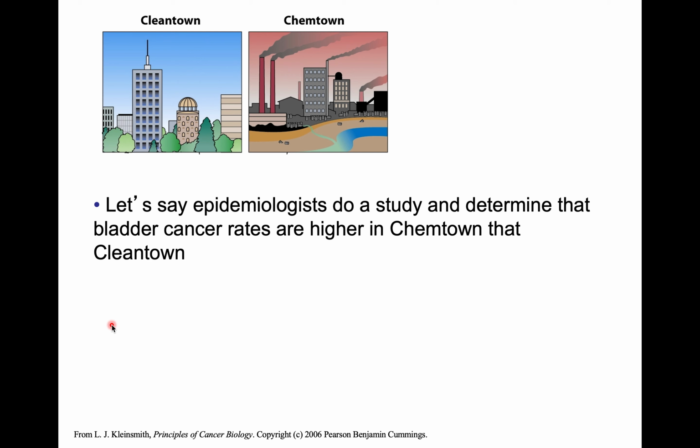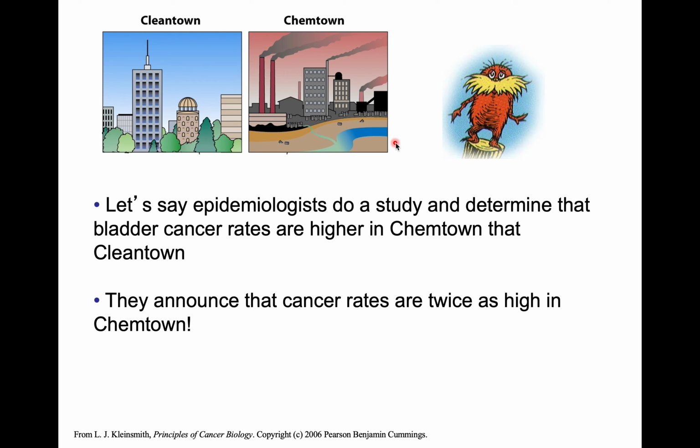So, in terms of cancer, let's say epidemiologists are trying to do a study and they want to look at bladder cancer rates in two locations, Cleantown versus Chemtown. And they find that bladder cancer rates specifically are higher in Chemtown. Well, what does that mean? And the Chemtown picture always reminds me of the Lorax after they've cut down all the trees there.